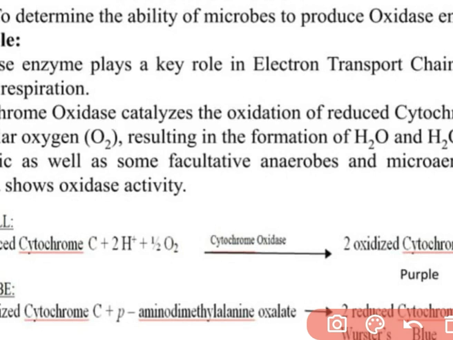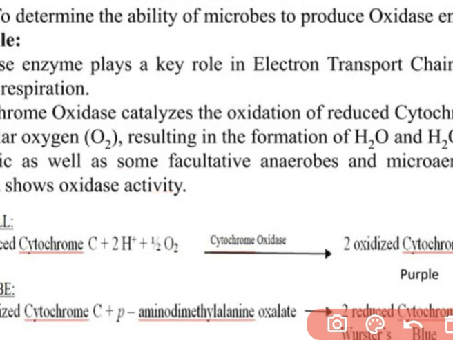The enzyme cytochrome oxidase catalyzes the oxidation of reduced cytochrome by a molecule oxygen, and it results in a formation of a water molecule and a hydrogen peroxide. Aerobic as well as some facultative anaerobic organism and a microaerophilic bacteria shows a oxidase activity.